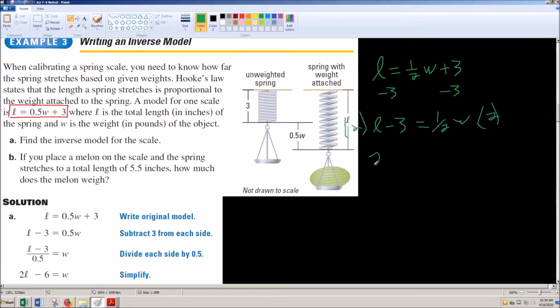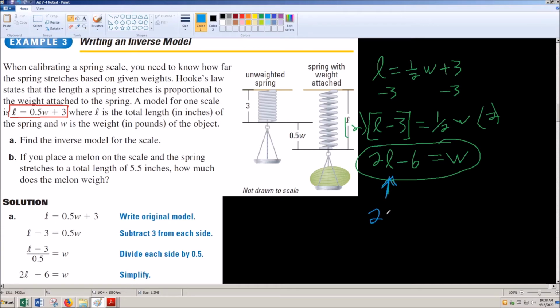So now, to make sure we're doing the entire side here, I get 2L minus 6 equals W. So now I have the inverse function, I have the W by itself. When I'm looking to solve for this now, it tells me, okay, you place a melon on the scale, total length was 5.5. So now it's giving me an input for my L value. That's just going to go right in here. So my L input here is going to be 5.5.